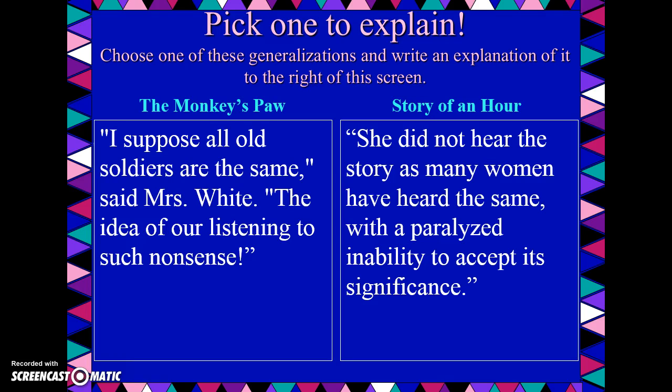On the other side on the right, we have Story of an Hour. She did not hear the story as many women have heard the same, with a paralyzed inability to accept its significance. That's a little harder. Choose one of those and see if you can explain what kind of assumption or generalization the characters are making in one of these statements.